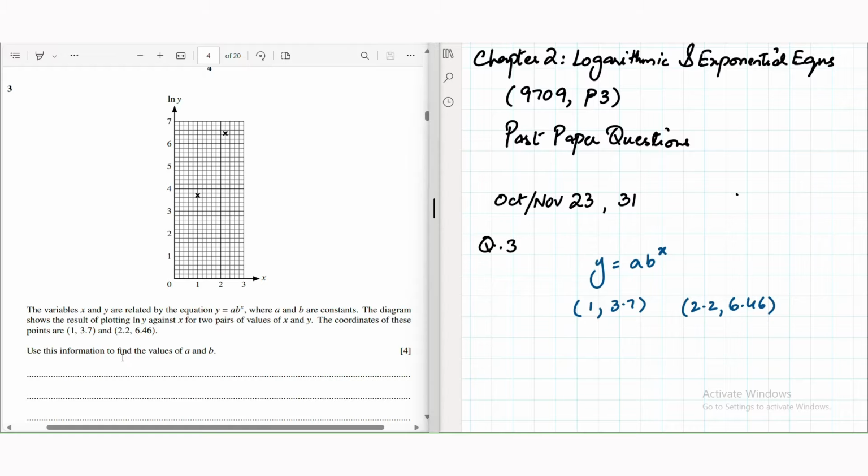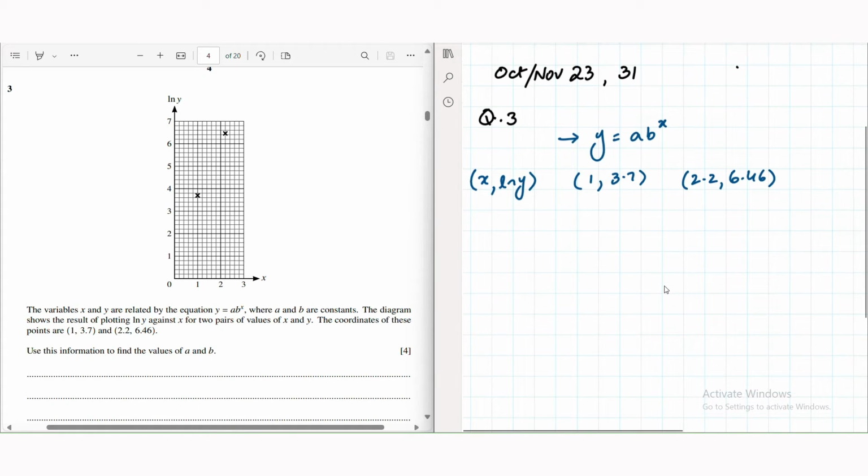So one thing to notice, these points are not x, y coordinates. These are x, ln y coordinates. Now, first off, we need to know what's the relationship between x and ln y, because we know the relationship between x and y, but we don't know the relationship between x and ln y. Until we know that, we are not able to figure out the value of a and b.